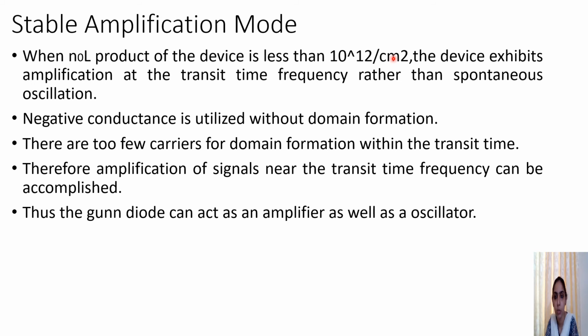So here the domain is not allowed to form. So the negative conductance is utilized without the domain formation. That is, within the transit time of the device, there are very few carriers for domain formation under this condition. So the amplification of the signals near the transit time frequency can be accomplished. So the Gunn diode can act as an amplifier as well as an oscillator.